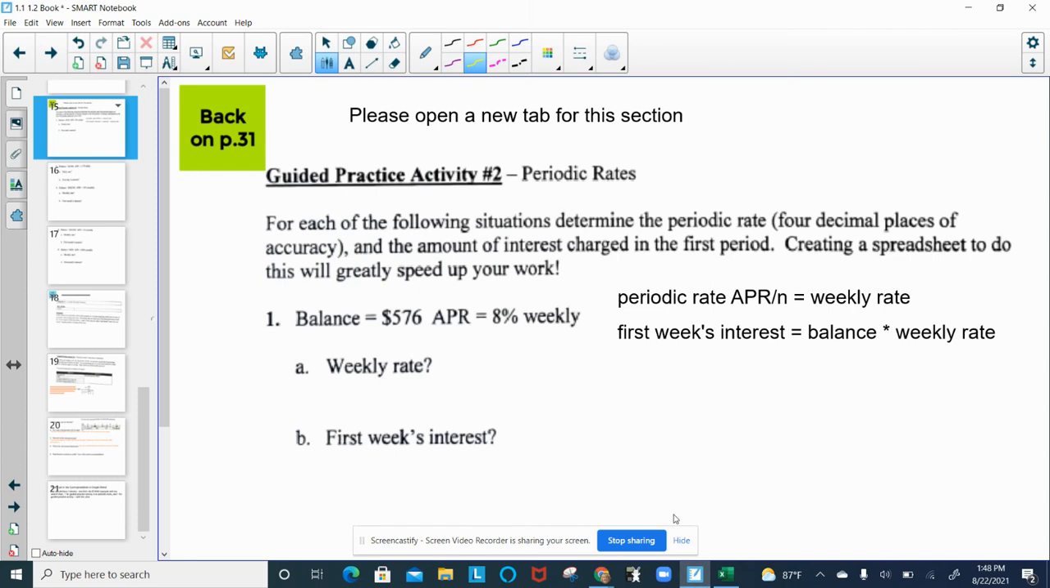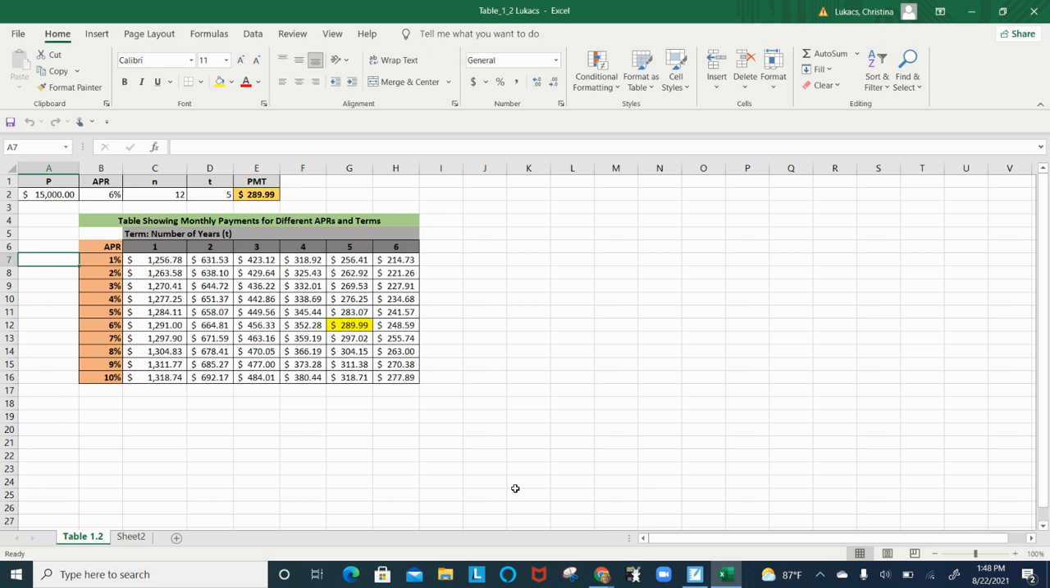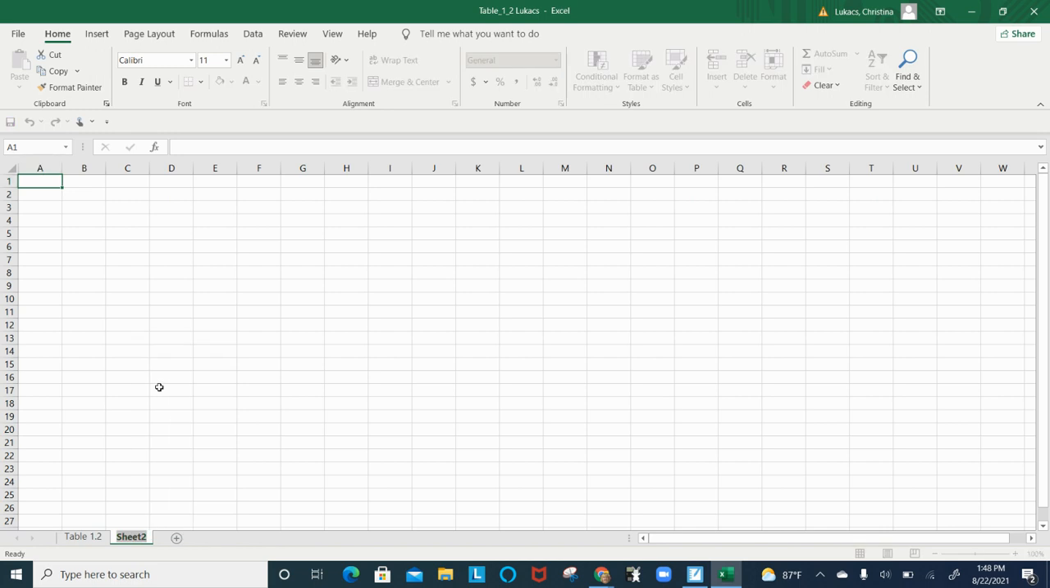Okay, welcome to the third video for this particular little project. Here you have guided practice activity 2, and I have labeled it at the top. Please open a new tab for this section. I already have a new tab, but I'm going to label it activity 2, something that goes along with that.